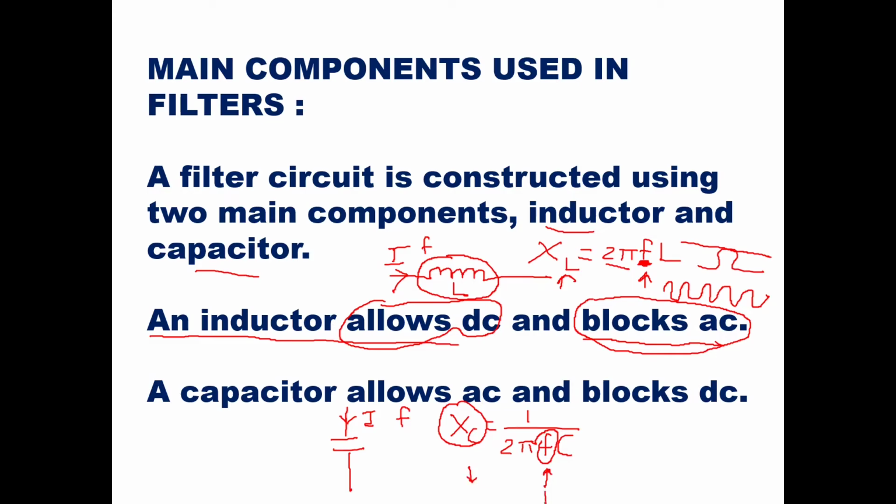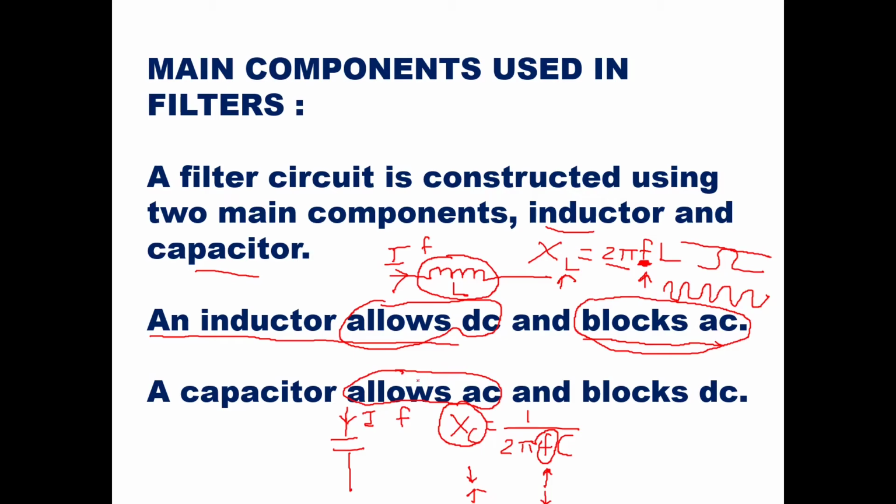And if the frequency decreases, the reactance will increase. That means for AC, where the frequency is more, the reactance, the opposition to the flow of current provided by the capacitor, is less. That means it allows AC. So here the statement says that it allows AC. This is correct.